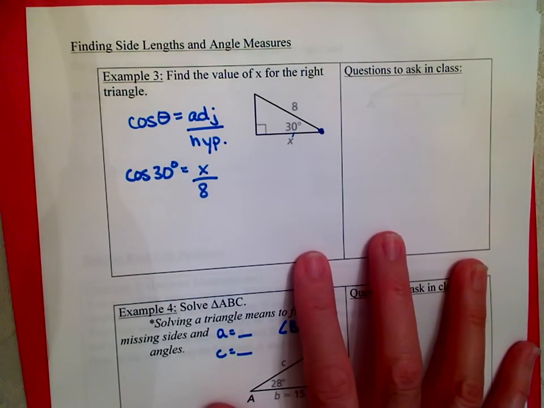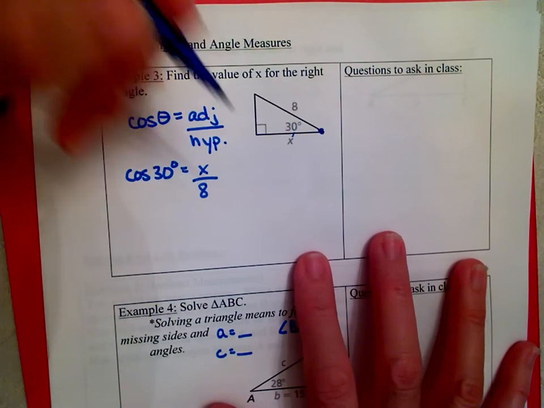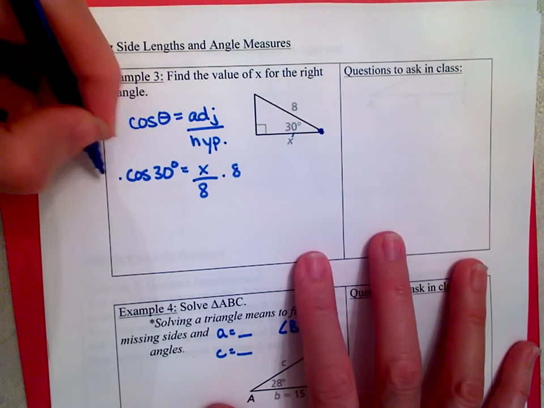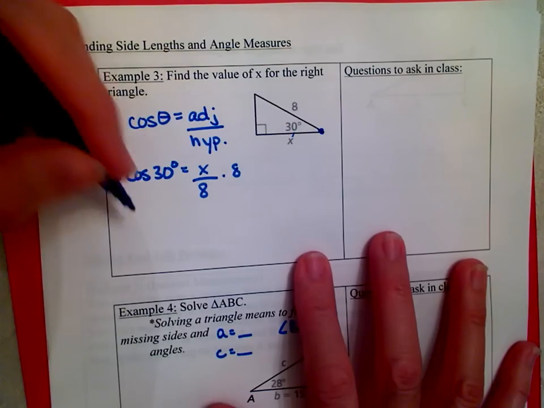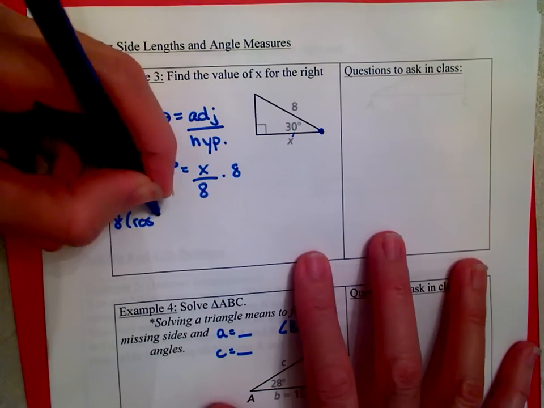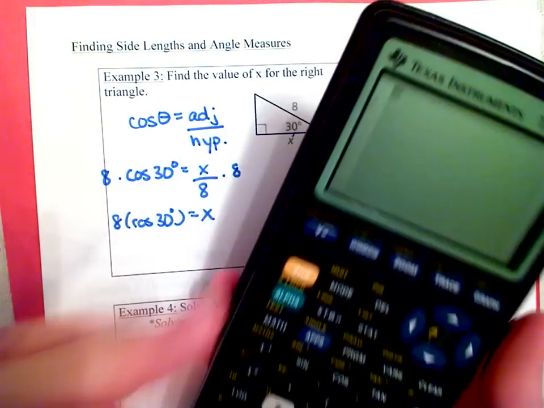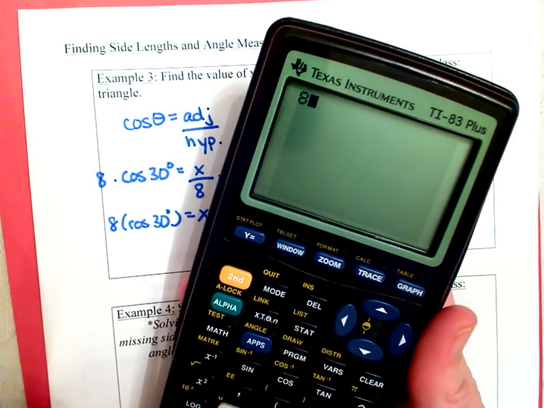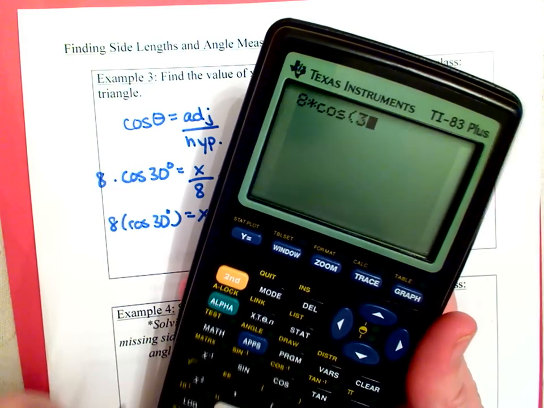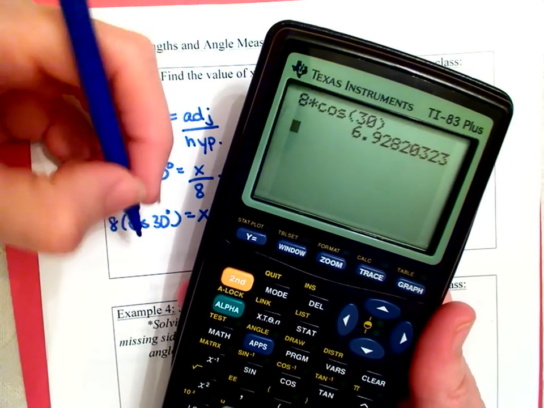This is a very easy problem to solve. This is now just an algebra problem. Since it's x divided by 8, if I want to get the x by itself, I am going to multiply both sides by 8. And so I will need to do 8 times the cosine of 30 degrees. And you can type that in your calculator. You are just going to type in 8 times cosine of 30. And that gives you approximately 6.93.